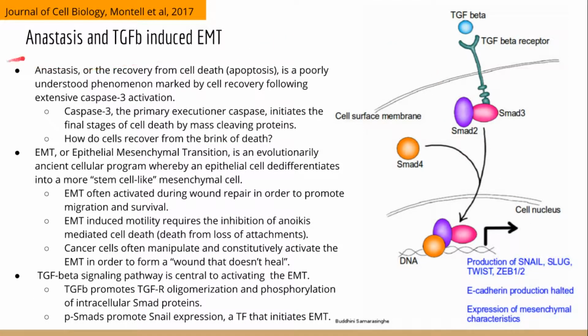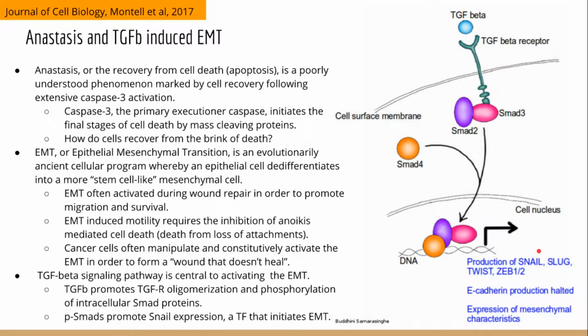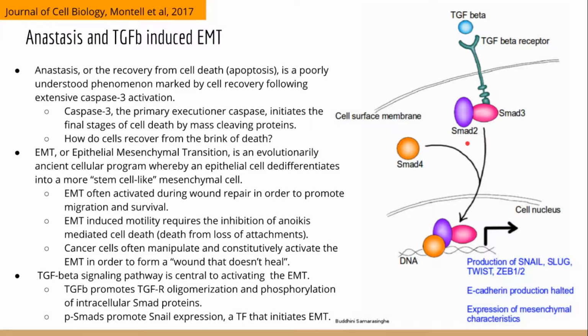So just to summarize, we have anastasis, which is recovery from the terminal stages of apoptosis, marked by caspase-3 activation, right? And we also have this interesting EMT phenomenon that's marked by TGF-beta induced SMAD signaling and a subsequent upregulation of the snail transcription factor, which then upregulates mesenchymal gene expression profiles. So the big question is, why am I talking about the EMT and anastasis in this slide? We're going to see in this paper that the EMT and recovery from cell death are very similar processes that have a lot in common and a lot to do with each other.